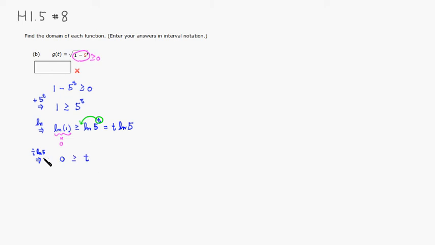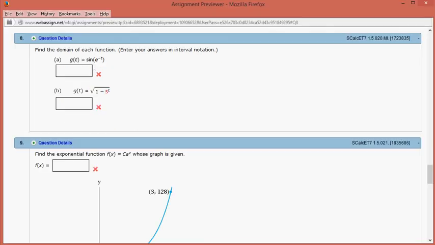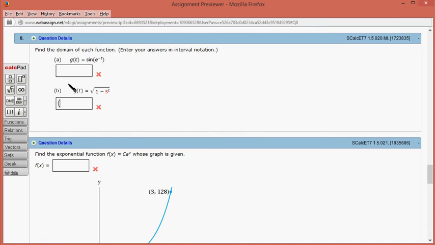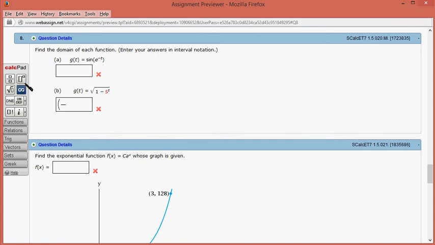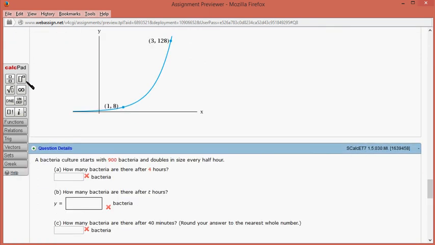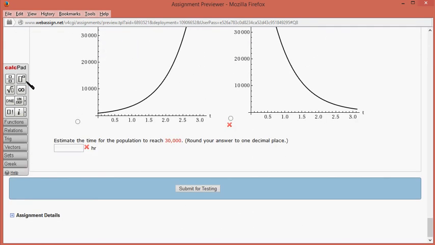In order to write it in interval notation, it's going to be negative infinity to 0, including 0. So let's type this in. It's going to be negative infinity to 0, with the square bracket because we want to include that. So I'm going to go down and submit for testing.